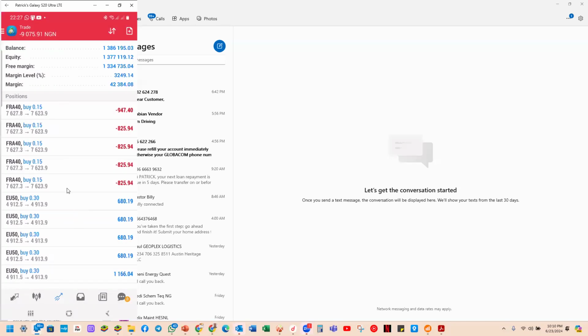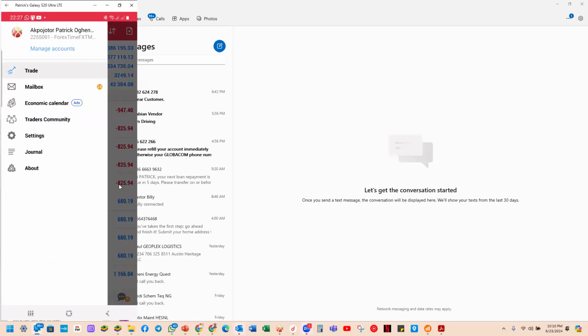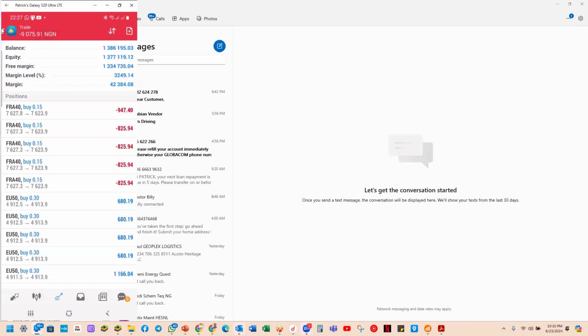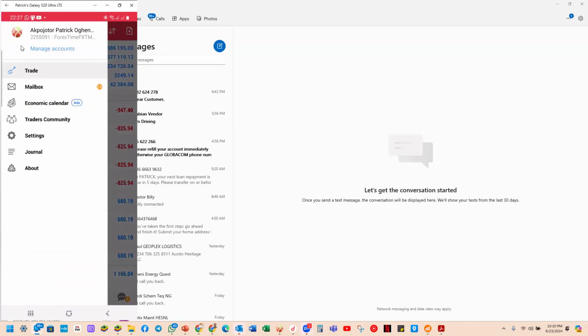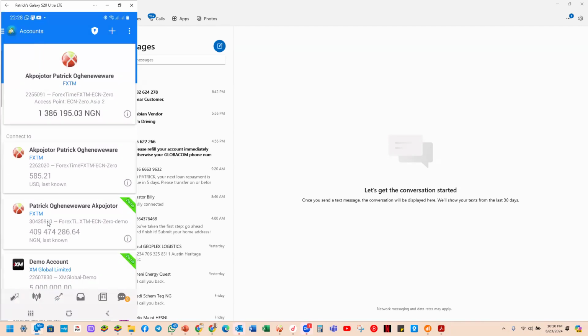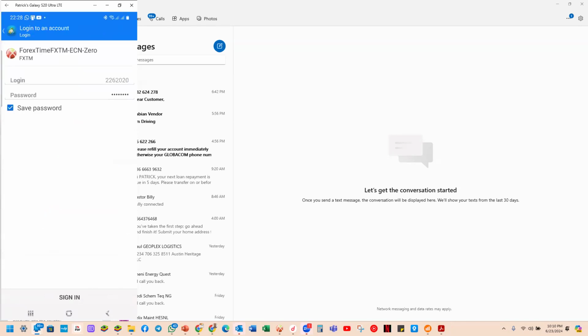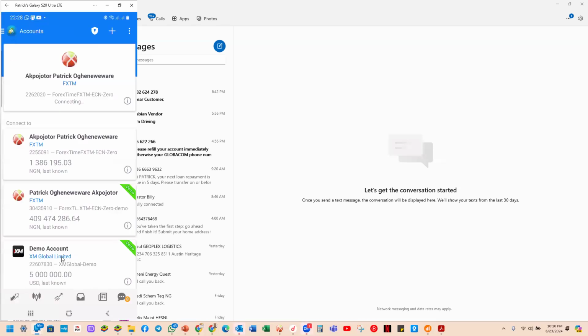And then if you have multiple accounts, like for instance, I am trading at the same time here, this is the Naira account. I also have one account here. If I click on manage account, you can switch to any account. This one is the USD account. So if I click on this USD account and say sign in.